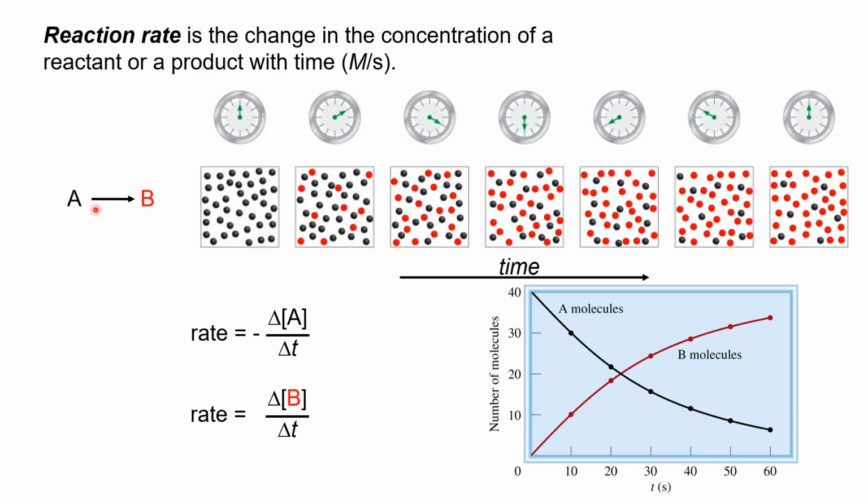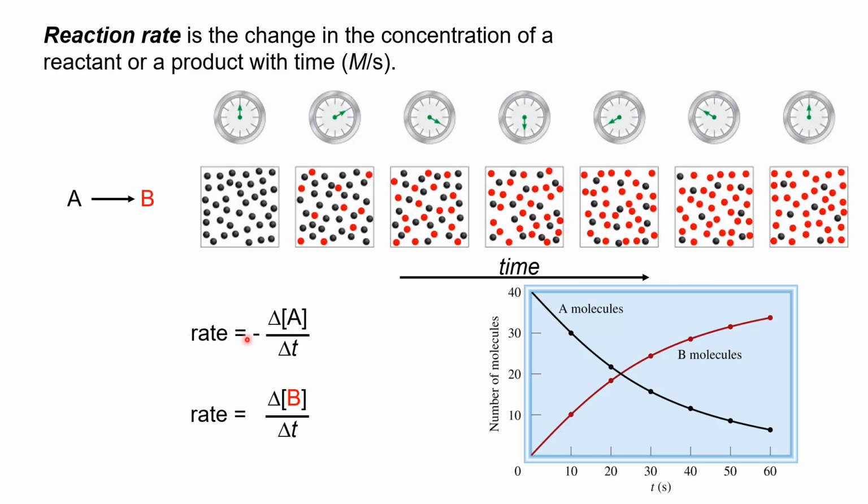Now here A is the reactant and B is a product, and here you can see with respect to time how the reactant, that is A, is changing into B. When we are writing the rate of this kind of reaction, we write it in the form of rate is equal to minus delta A over delta T, and we can also write it in terms of products, where rate is equal to delta B over delta T, where delta is basically the change. Delta A is the change in the concentration of A, and delta B is the change in the concentration of B with respect to change in time.